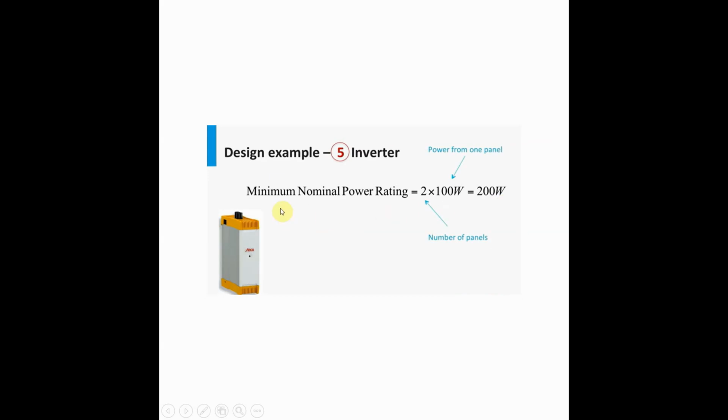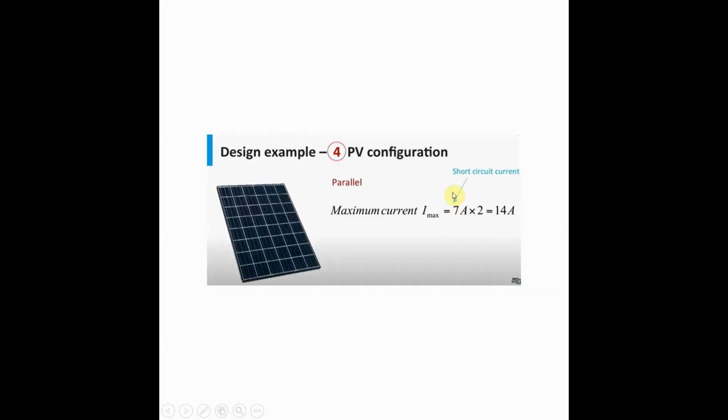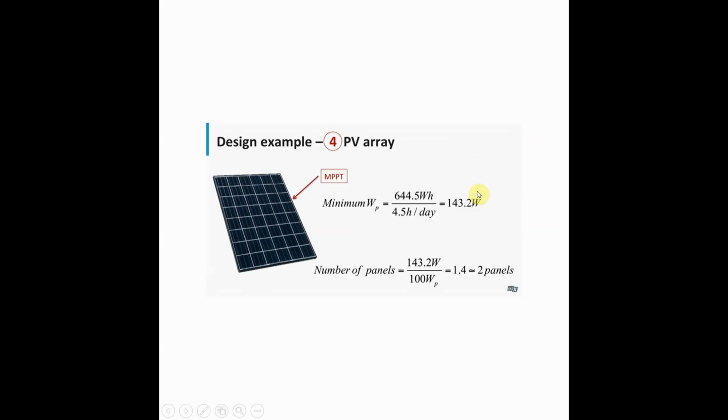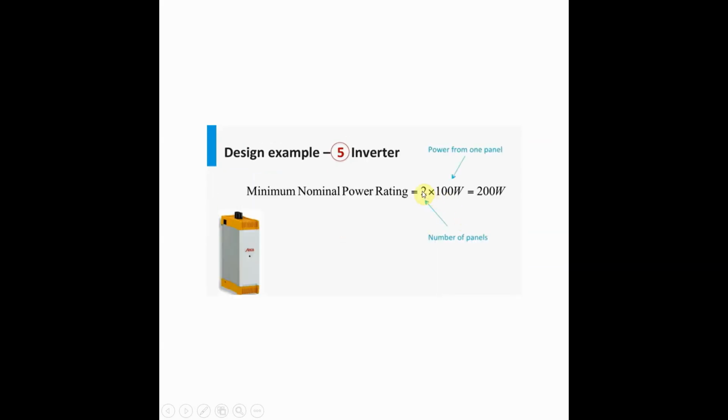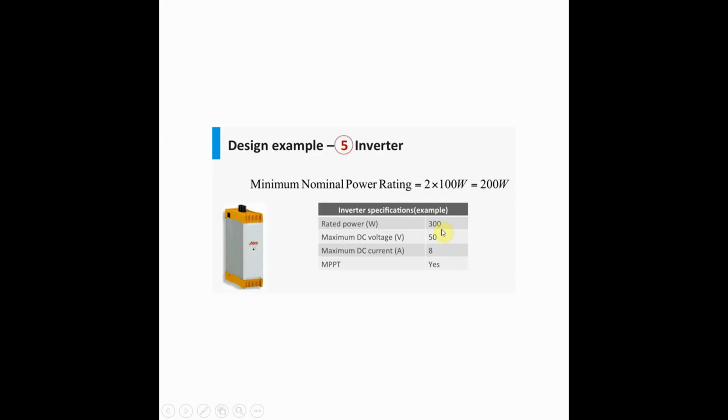So now we'll decide. For one panel, the power wattage was 100 watt. Here you can see that there is a 100 watt, and multiply by 2 because we are using two panels. 100 multiplied by 2, this is 200 watts. Now the inverter, how do we decide the inverter? For example, this inverter is available. It should be more than 200 watt. So the next size of inverter is this one.